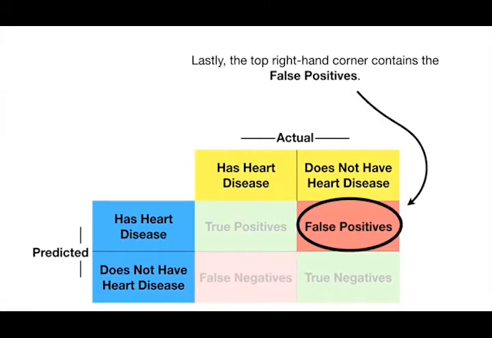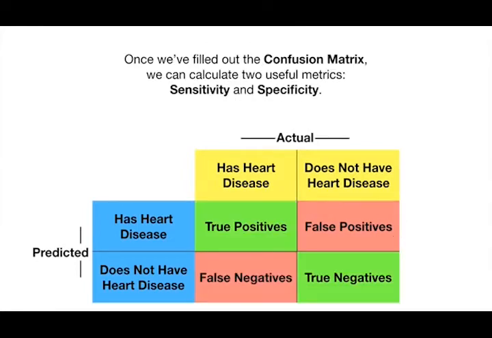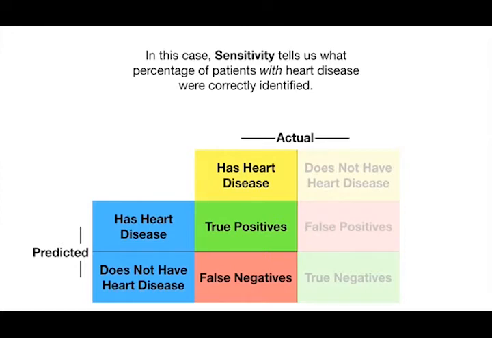Lastly, the top right-hand corner contains the false positives. False positives are patients that do not have heart disease, but the prediction says that they do. Once we've filled out the confusion matrix, we can calculate 2 useful metrics, sensitivity and specificity. In this case, sensitivity tells us what percentage of patients with heart disease were correctly identified.